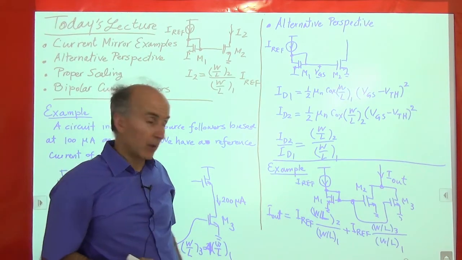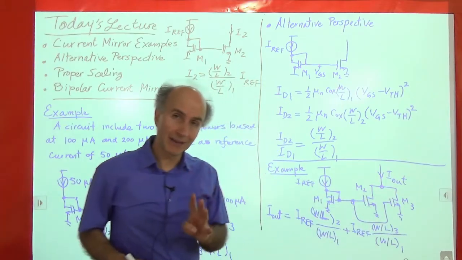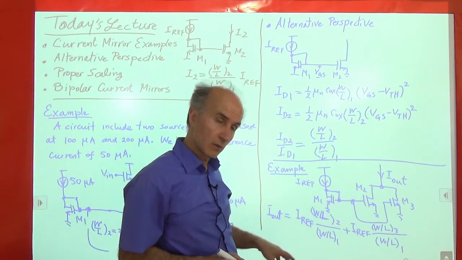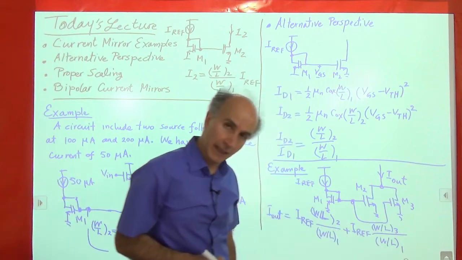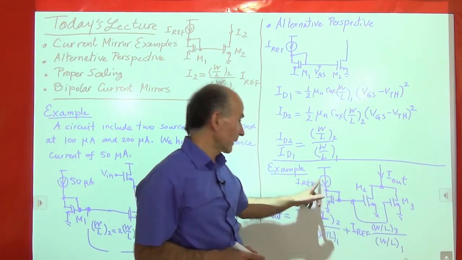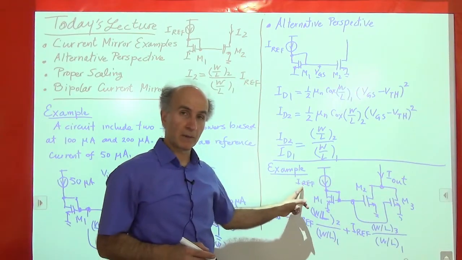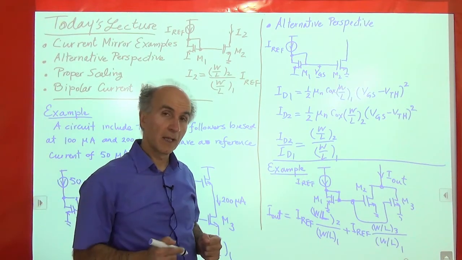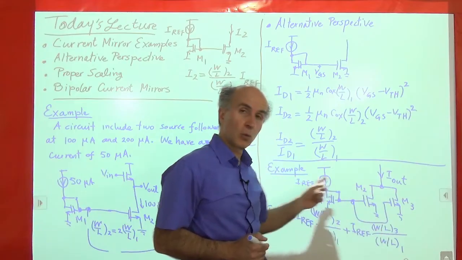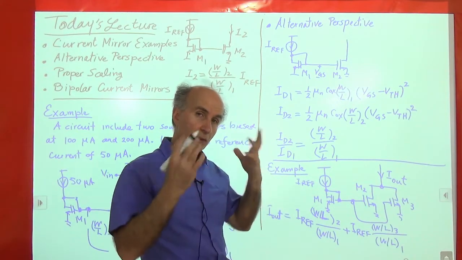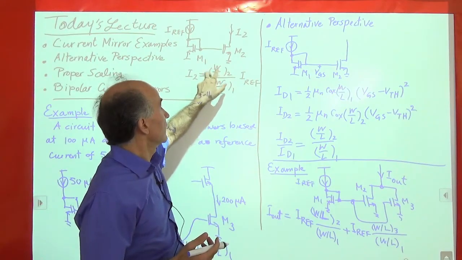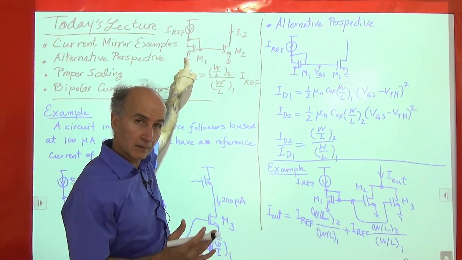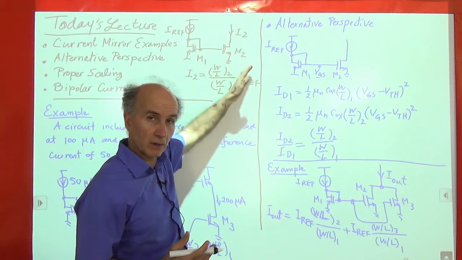Now, for example, if M3 and M2 are identical, and they are also identical to M1, so all of these W over L's are the same, then this current is the same as IREF, this current is the same as IREF, this current is twice IREF. So that's one way of building a current that is twice IREF. Previously, we thought we could make, for example, this transistor twice as wide as this transistor and use the same length.